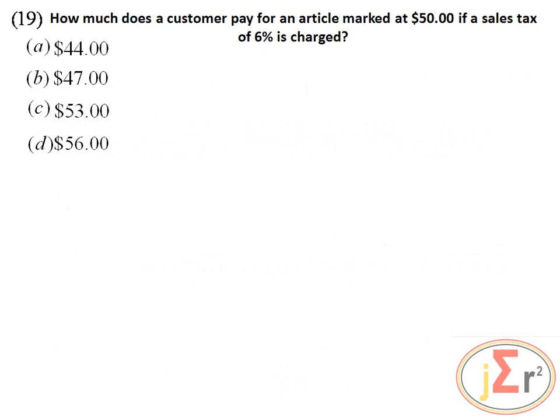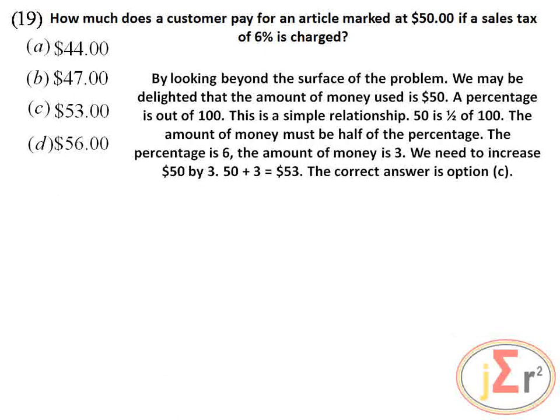How much does a customer pay for an article marked at $50 if a sales tax of 6% is charged? Look at this harsh treatment. By looking beyond the surface of the problem, we may be delighted that the amount of money used is $50. Why is that so? A percentage is out of 100. This is a simple relationship. 50 is a half of 100.